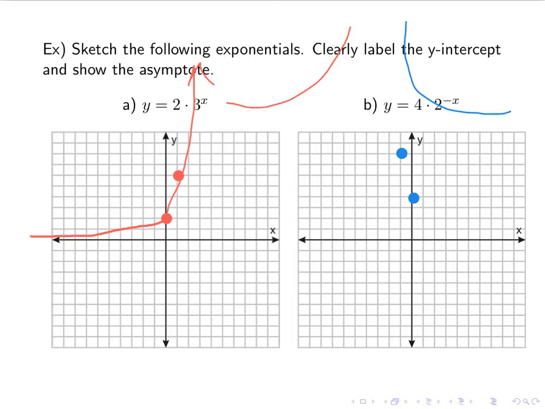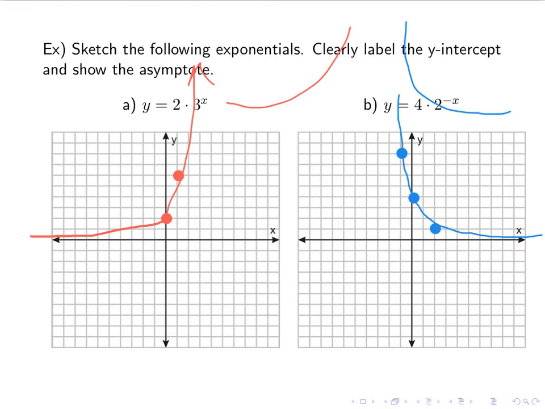If I chose, say, positive 2, 4 times 2 to the negative 2 is 4 times 1 over 2 squared, which is 4 times 1 over 4, which is 1. So if I plugged in 2, I'm going to get out 1. And again, those points match up with my picture, so I'm going to connect them and draw it out.